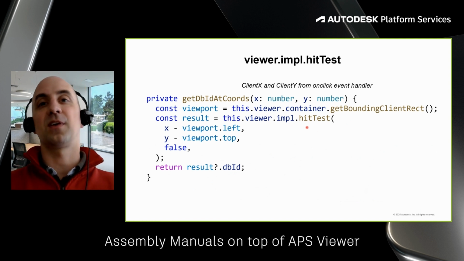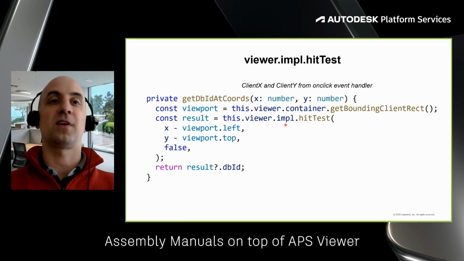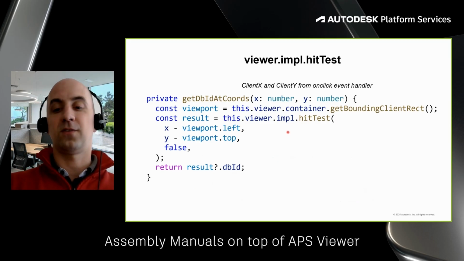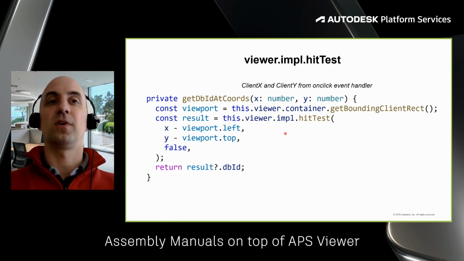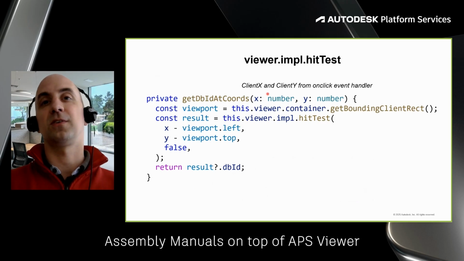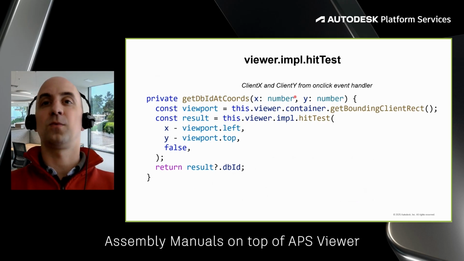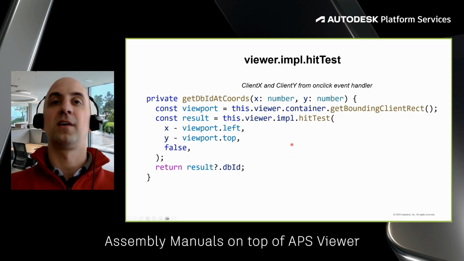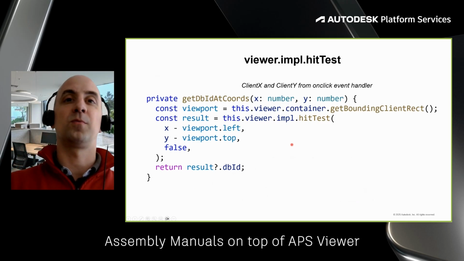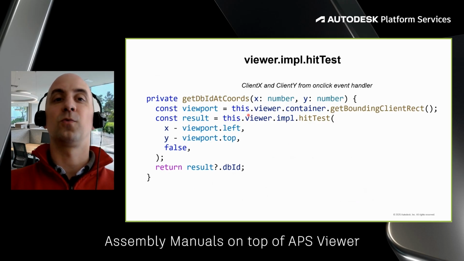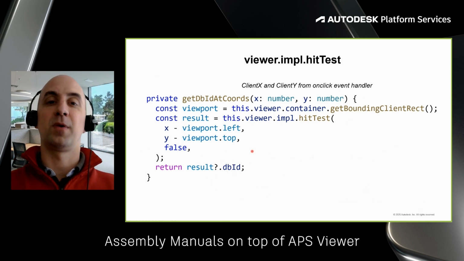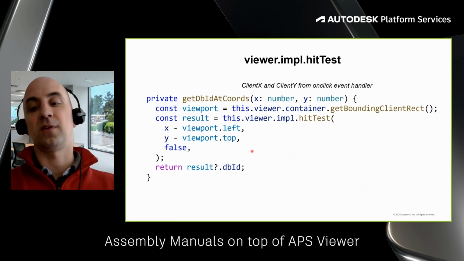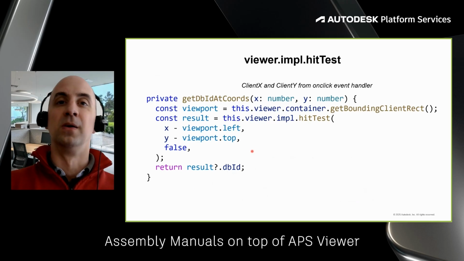And I don't really understand why it's hidden under the Impl namespace. I was hesitant to use it at first, but then I figured I could use it, as shown here in this function, where you can provide X and Y coordinates of where the user clicked, like I have shown in the demo before, to retrieve through the hit test the DB ID of the component that the user clicked. And then based on that, you can change the selection, like I did.